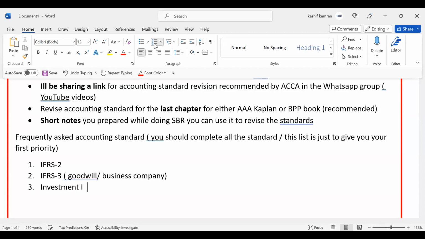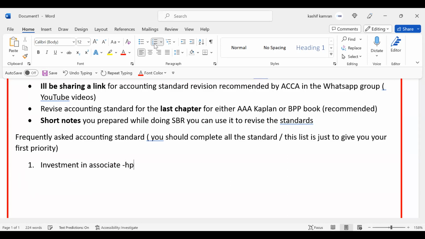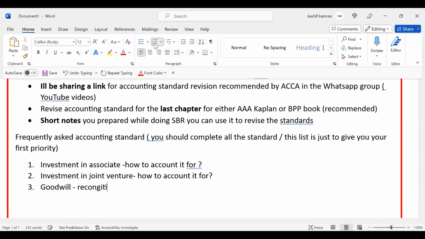Investment in associates. How you account for the investment in an associate, number one, and how you account for the investment in a joint venture. So how to account for the investment you've made in a joint venture, and how to account for an investment in an associate. Then you should know something about goodwill recognition and goodwill impairment, which come frequently.